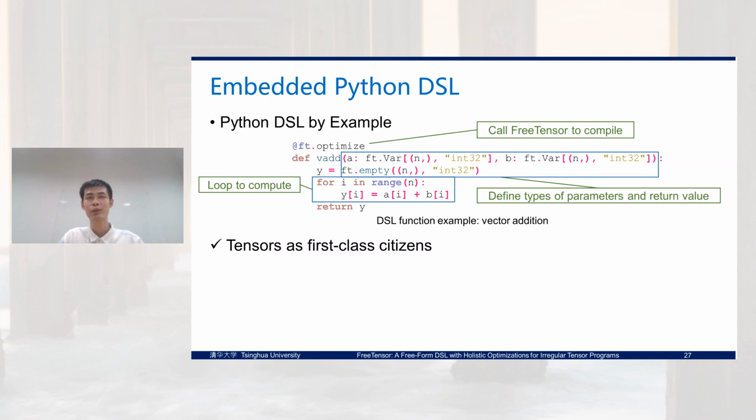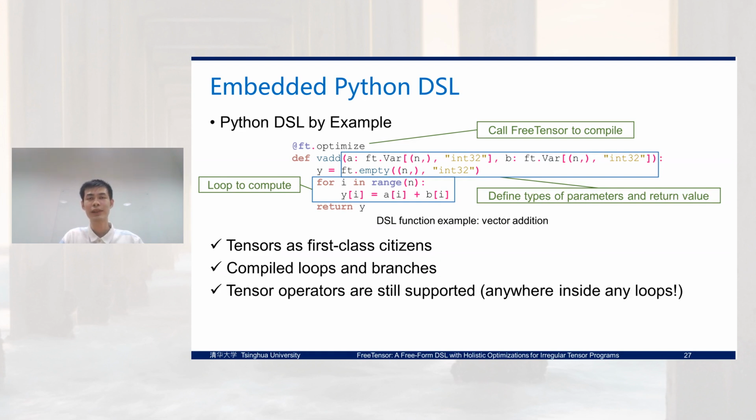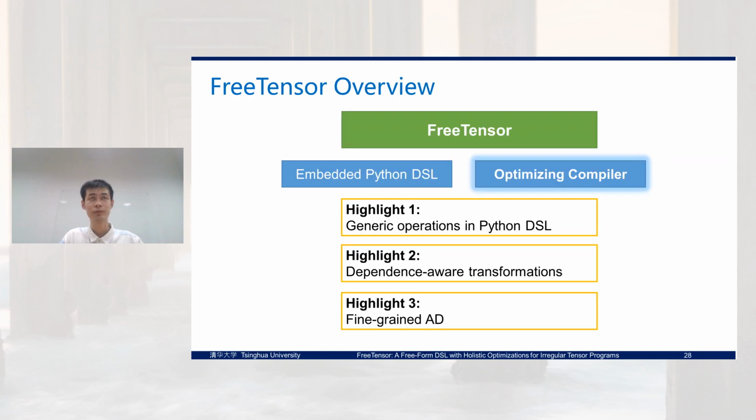In our DSL, we support tensors as first-class citizens. Loops and branches are supported in our DSL and will be compiled to native code, including parallelized code. Traditional tensor operators are still supported, and they can be called even inside a loop. They will be inlined to enjoy a joint optimization.